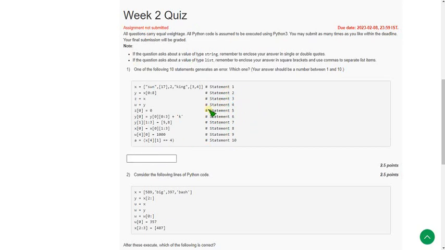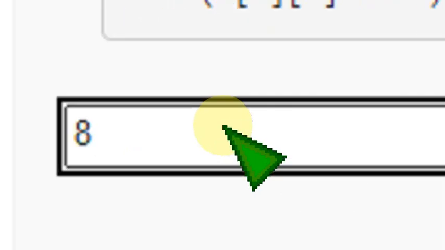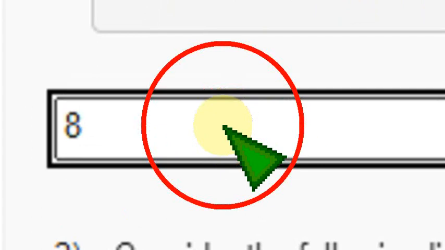So when I did this in my compiler, I got statement 8 as the error one. So the answer is 8. Once again, the answer is 8.